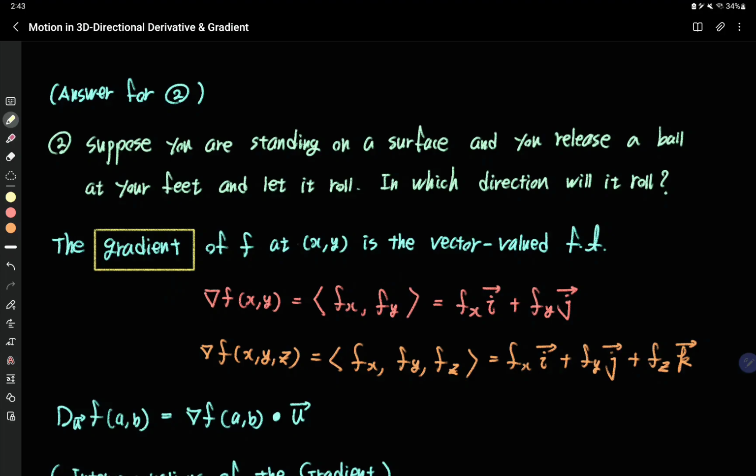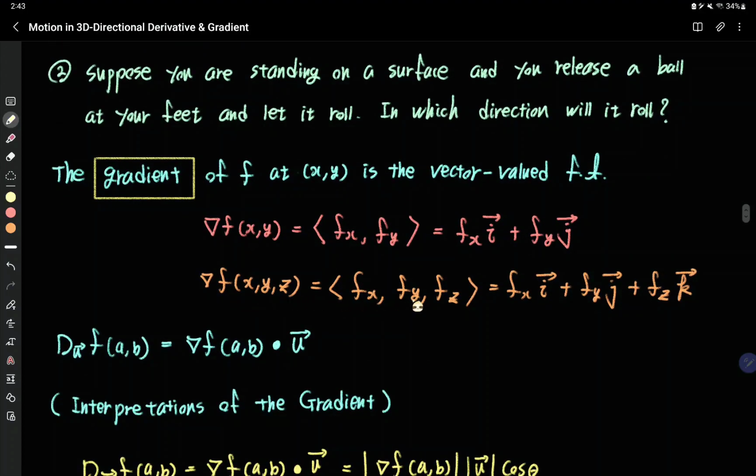So keep in mind this gradient. The output of gradient is what? Vector. Okay, and then the components of the gradient are the partial derivatives. So gradient f is going to be (fx, fy). Using the basis vectors, we can express the gradient like this: the sum of fx times the basis vector i plus fy times the basis vector j. And in 3D, gradient f can also be expressed like this.